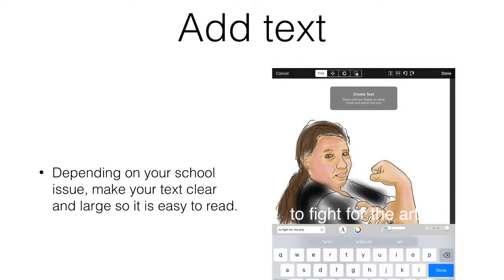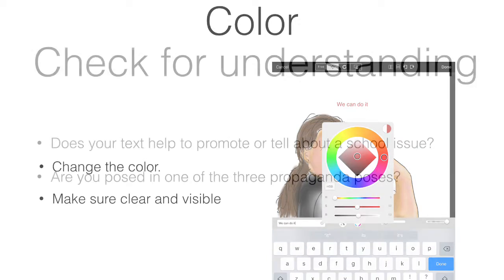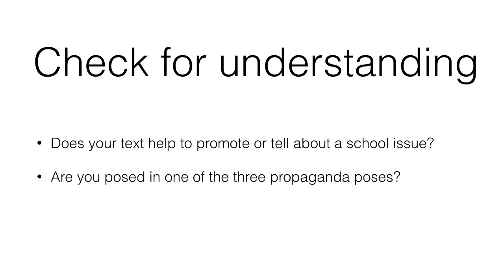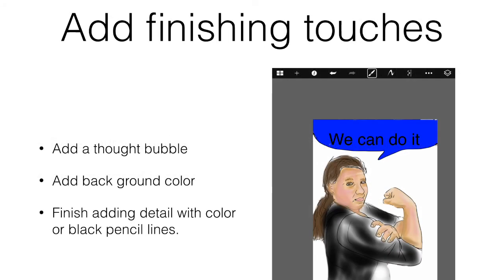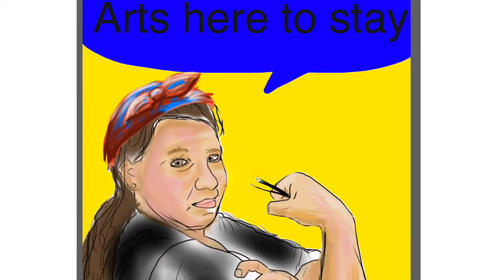Now it's time to add your text. Depending on your school issue, make sure your text is clear and large enough so everyone can read it. You can also change the color and the size of your text, so make sure it's visible. It's time to check for some understanding. Does your text help you promote or tell about a school issue? Are you posed in one of the 3 propaganda poses? Now it's time to add the finishing touches. Add a thought bubble or add background, or maybe add some pencils like I did in this finished piece.